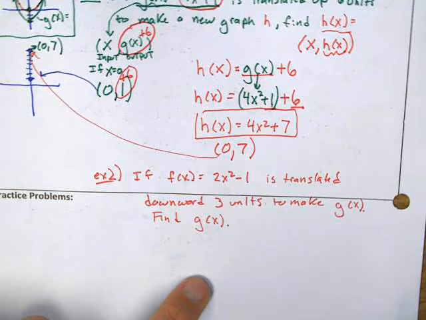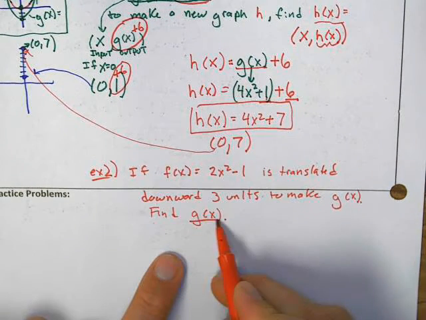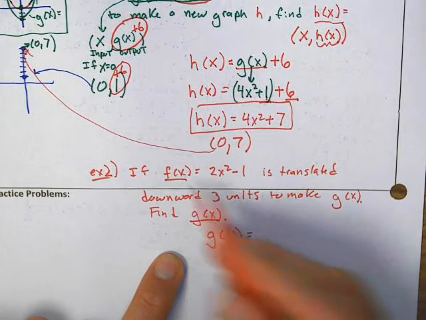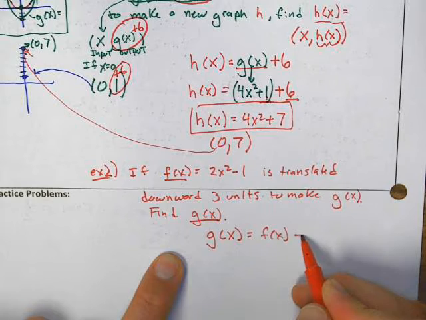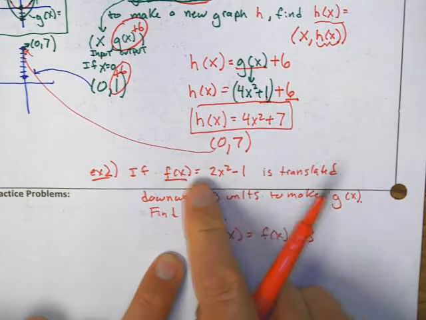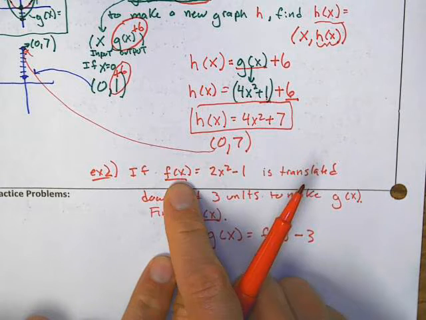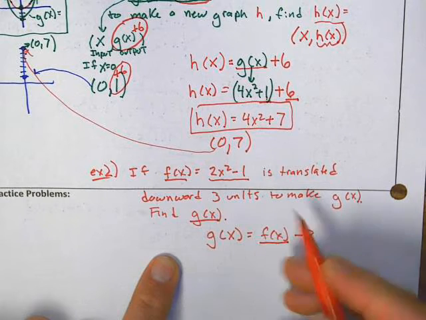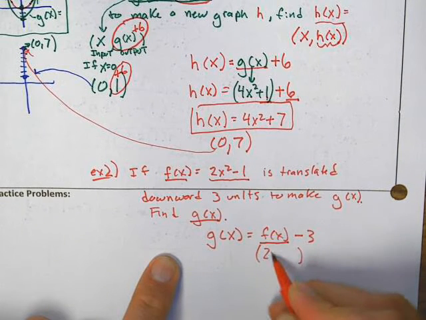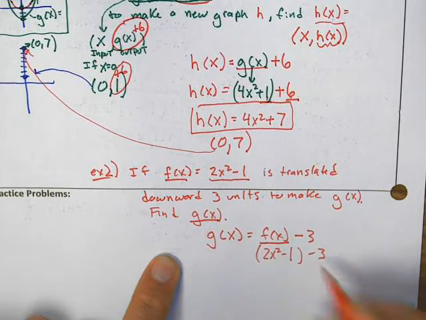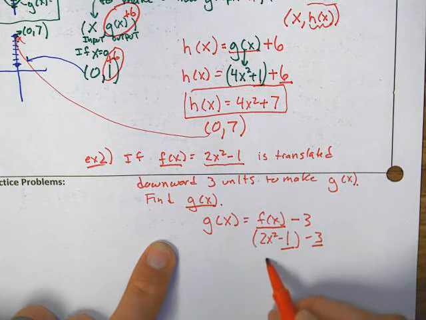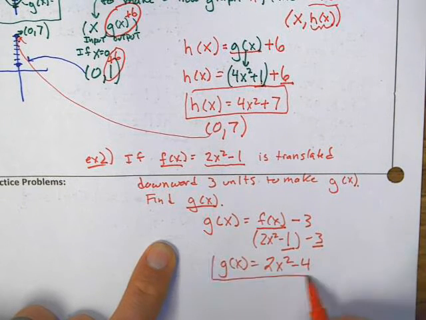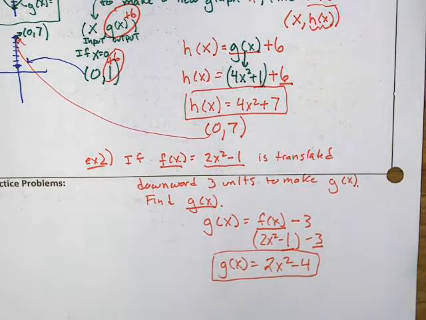Well, if we just cut to the chase, g of x is simply going to be f of x take away 3. If we're moving it down 3, we're going to need to subtract 3 from all of those y coordinates or outputs, which are the f of x values. So f of x is really 2x squared minus 1. So instead of writing f of x, I can write 2x squared minus 1 and subtract 3. Combining like terms would give 2x squared minus 4. So my new function for g of x would just be 2x squared minus 4. All I have to do is subtract 3 from that f of x value.